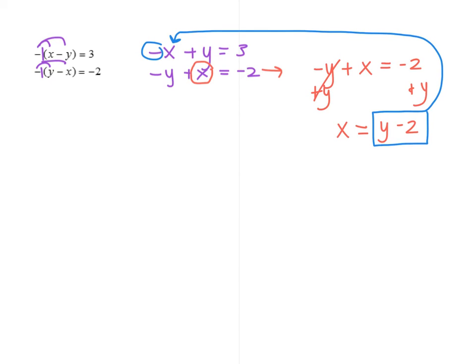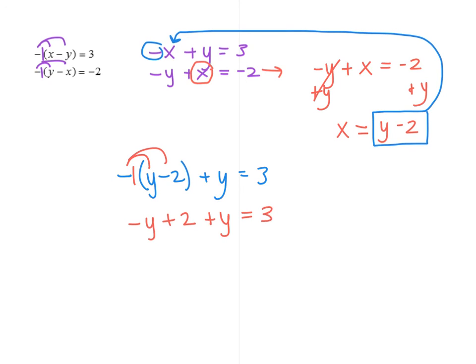See that negative right there? We need to be careful with that. So negative parentheses y minus 2 plus y equals 3. Just like we did at the beginning, that's like a negative 1 that we're going to distribute. So negative 1y is negative y. Negative 1 times negative 2 is a positive 2. Carry down the rest of the equation. All right, so we combine our y's. We have a negative y and a positive y. Well, negative y plus y is 0, so these actually cancel out.